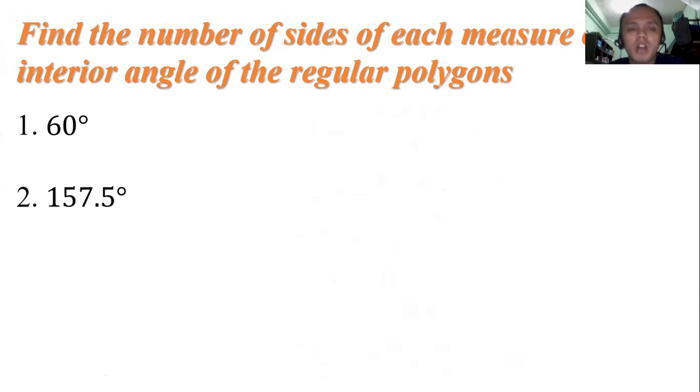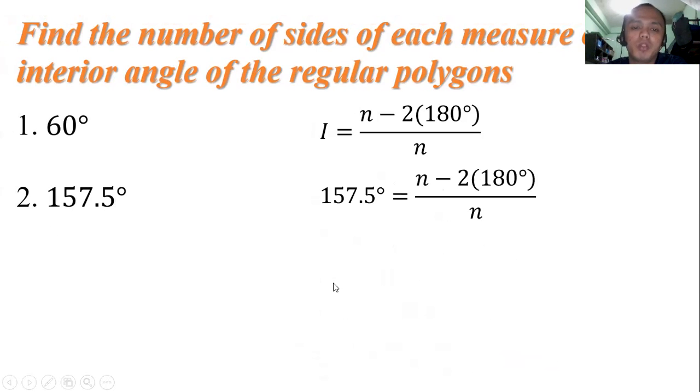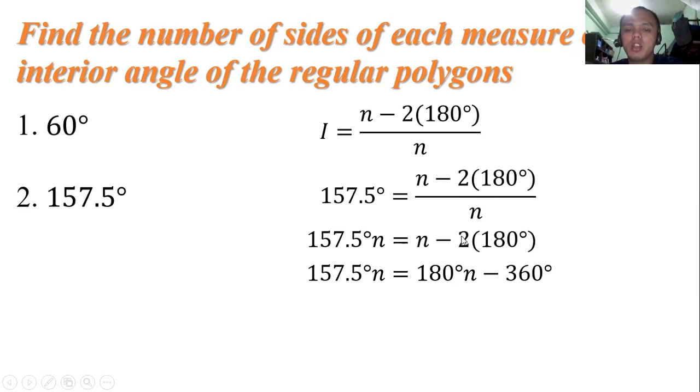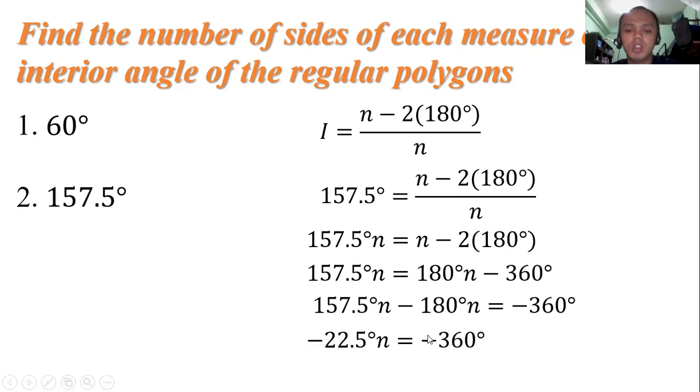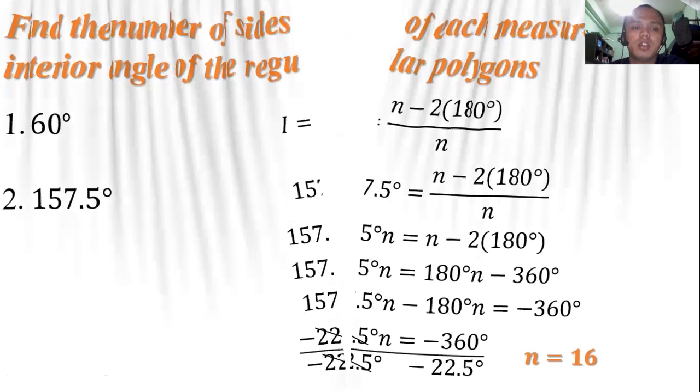Next, 157.5 degrees. What regular polygon has an interior angle of 157.5 degrees? Using this formula again, substitute your I to 157.5, then multiply it by n to remove the denominator. Then n times 180 is 180n. Negative 2 times 180 is negative 360. Transpose 180 degrees n to the other side. Then we have 157.5 degrees n minus 180 degrees n is equal to negative 22.5 degrees n. Divide both sides by negative 22.5. Then we have negative 360 divided by negative 22.5 is equal to 16. So the number of sides of the regular polygon is 16. So that's it.